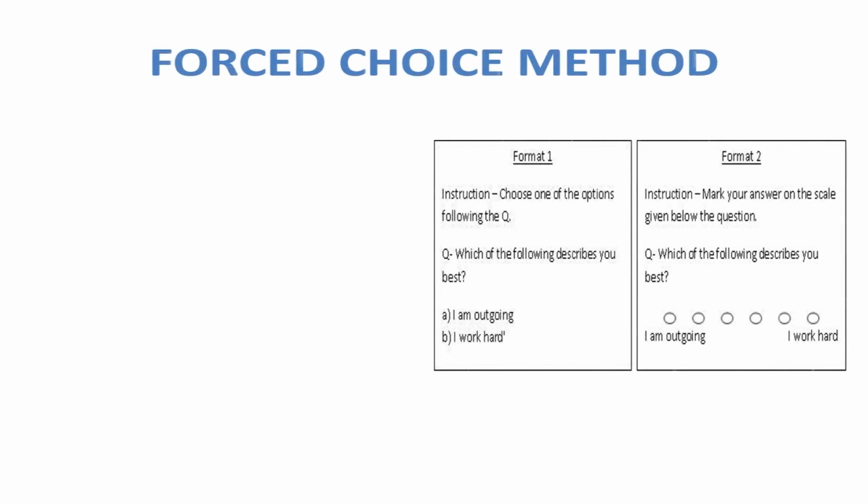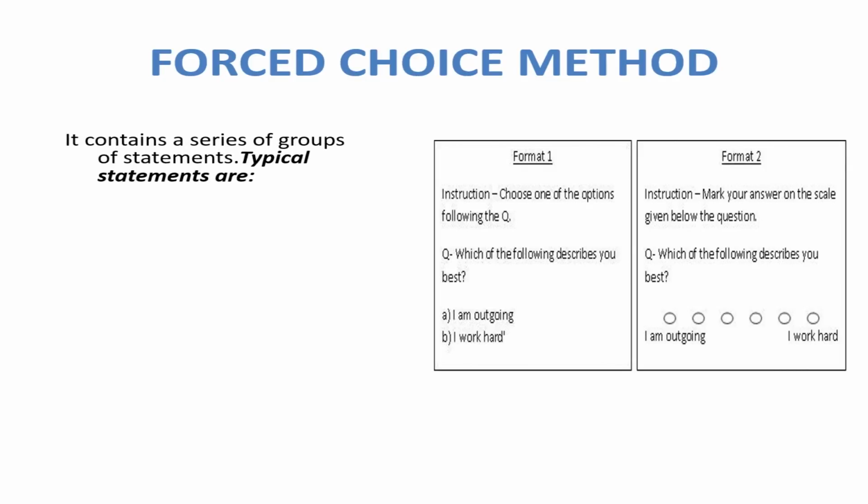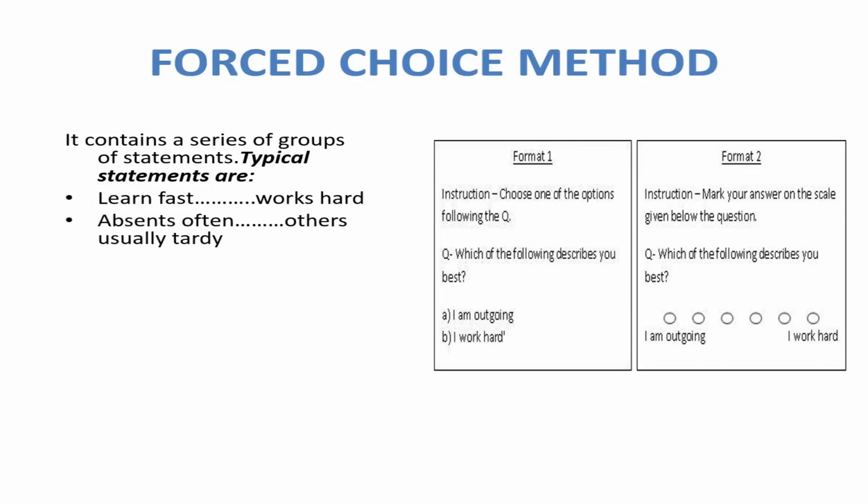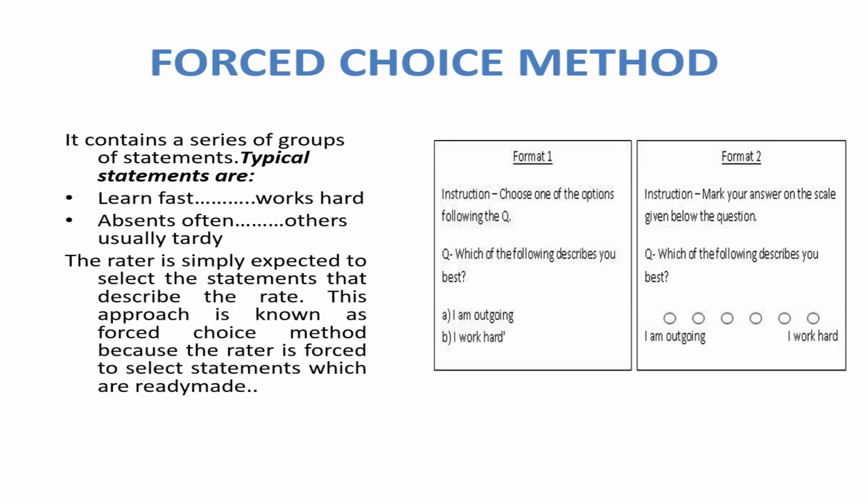The next is forced choice method. It contains a series of groups of statements. Typical statements are: learns fast, works hard, absent often, others usually tardy. The rater is simply expected to select the statements that describe the ratee. This approach is known as forced choice method, because he is forced to select statements which are ready-made.